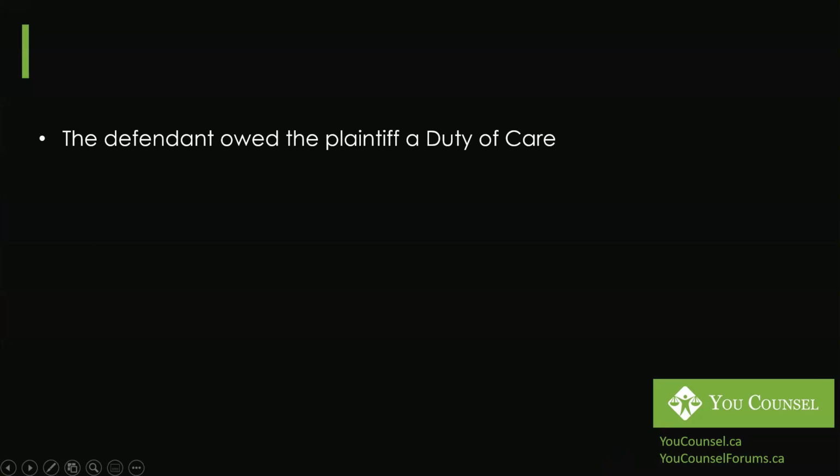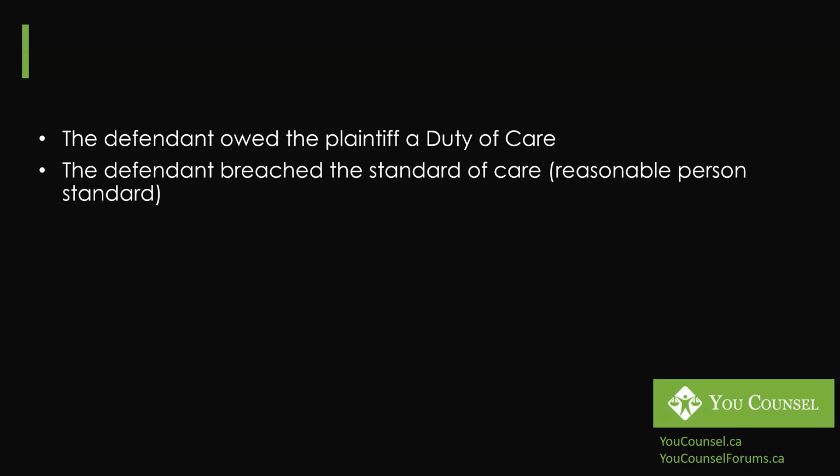Now, there are 5 elements of tort of negligence. Number 1, the defendant owes a duty of care to the plaintiff, so there must be a legal duty. It's called a duty of care, and the court should impose that duty. If there's no duty of care towards the plaintiff, then there will be no claim for negligence. Number 2, whether the defendant breached the standard of care with respect to that particular duty. It's called the reasonable person standard.